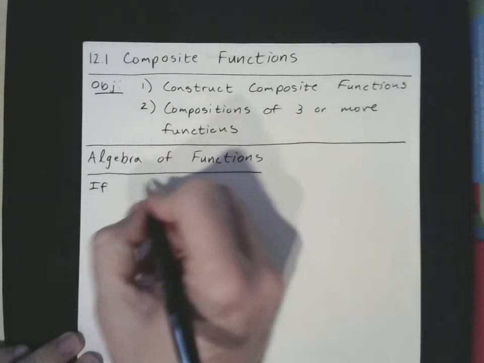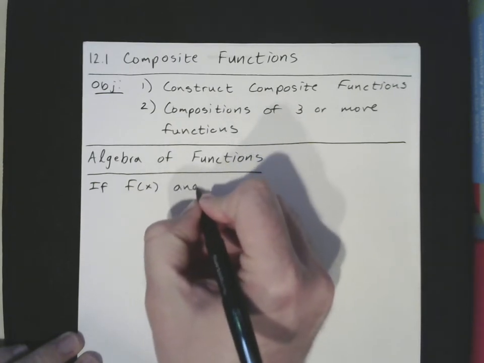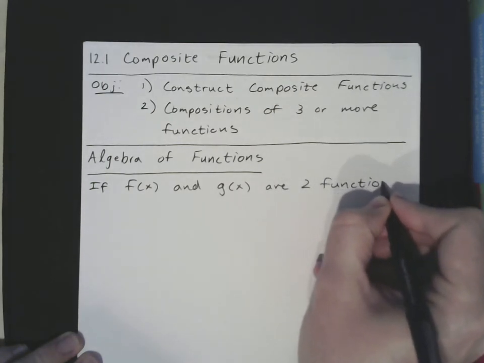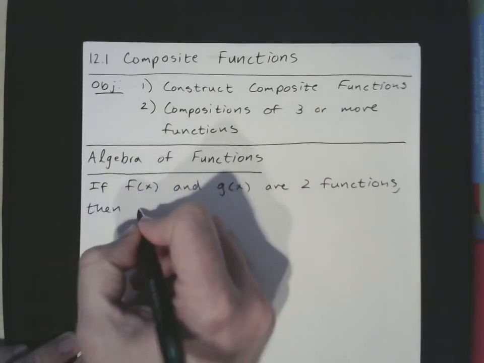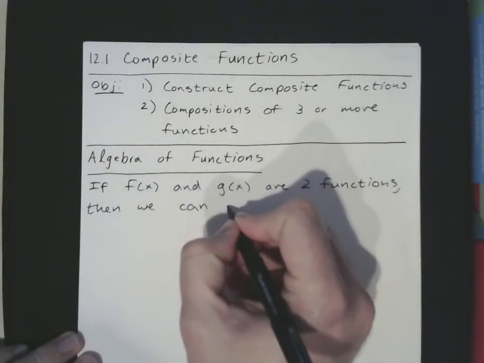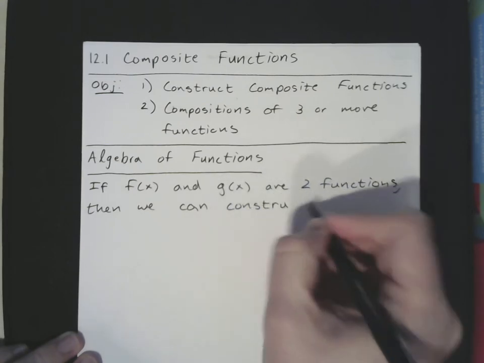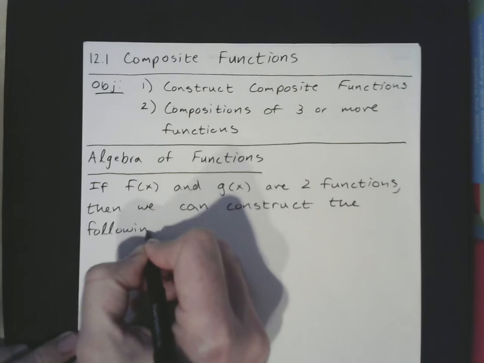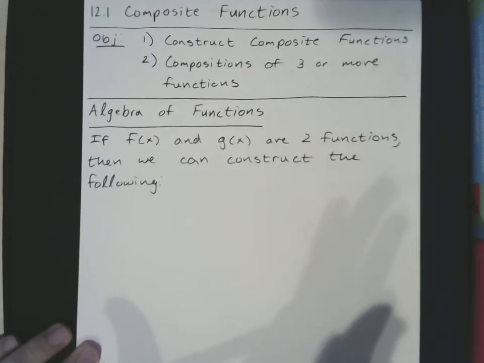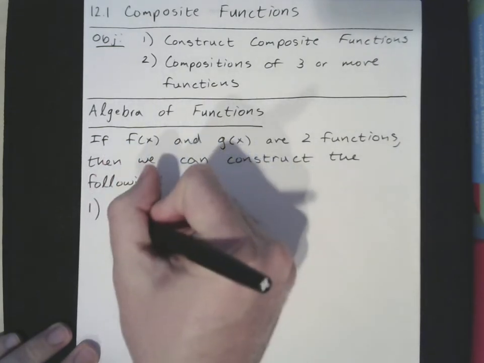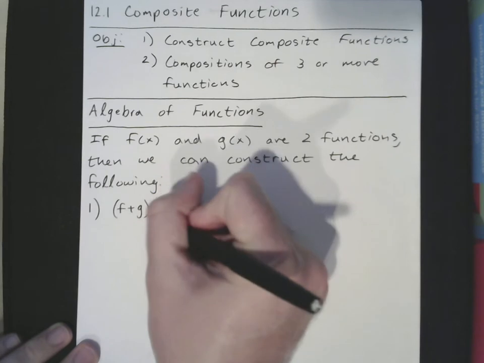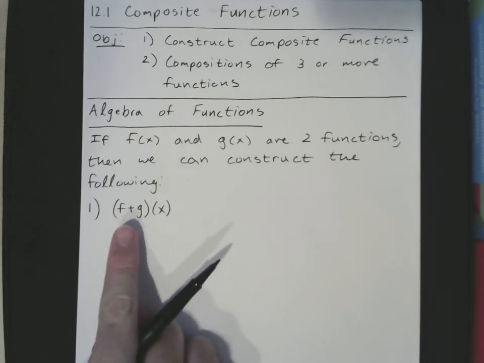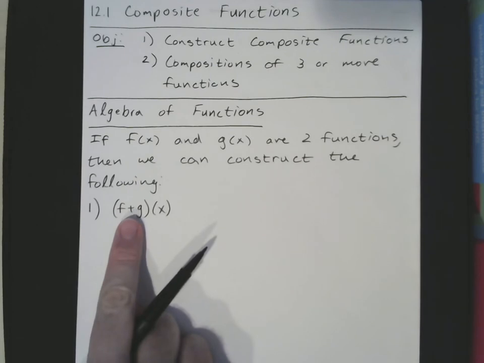or function operations. So if f of x and g of x are two functions, then we can construct the following. So these are the base operations that we usually see. The first one is the addition, f plus g of x. Now this is still function notation here. I completely understand that this is a horrible notation. So this is the combination of f and g using addition of x.